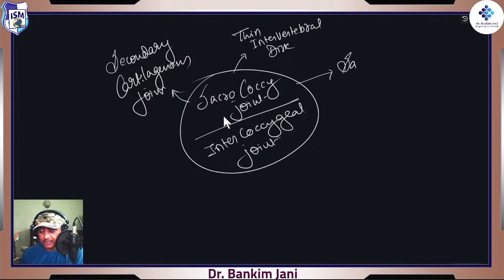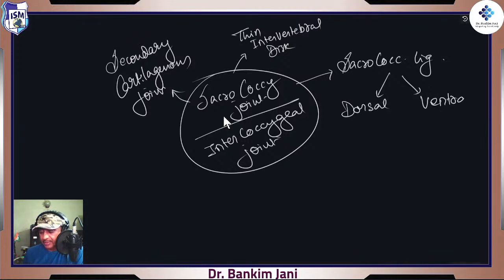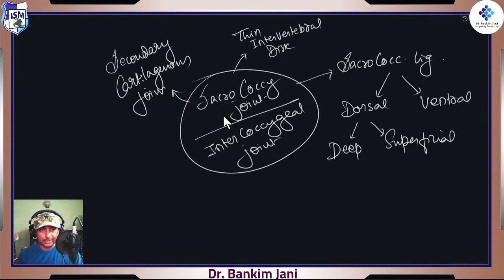For the support, it would be the sacrococcygeal ligament. Now this sacrococcygeal ligament is divided into two parts, dorsal and ventral. Now this is a posterior structure. So again, there is a deep part and there is a superficial part. So that's how it is arranged.